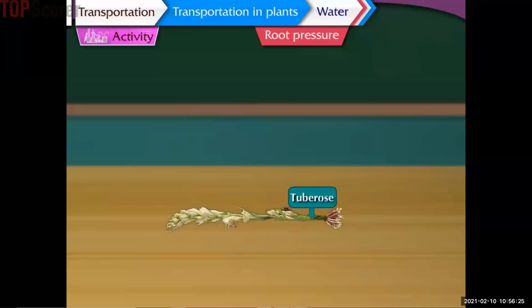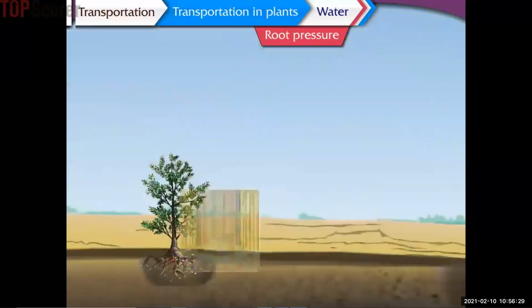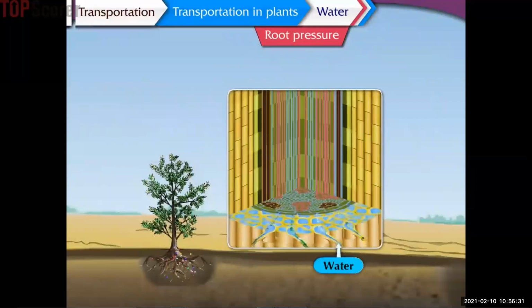Let us understand how water is actually absorbed through roots. Root cells are in contact with water and minerals present in the soil. Due to difference in the concentration, water and minerals enter the cells present on the surface of the roots.